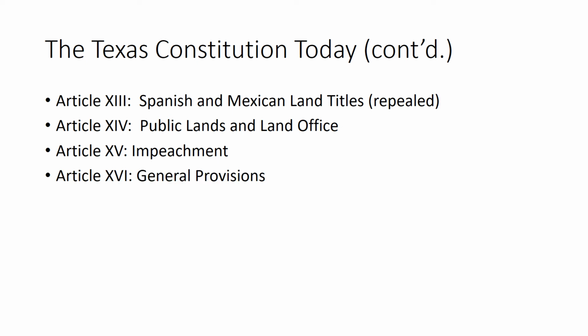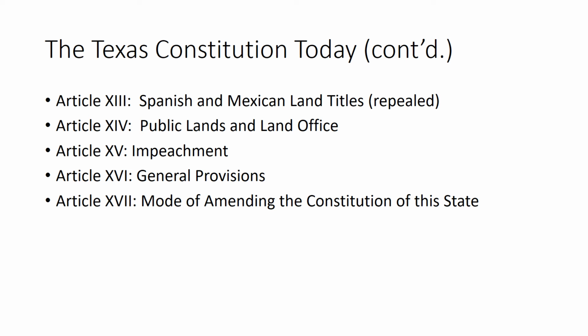Article 16 happens to be a general catch-all article. This article is charged with grappling with issues from oaths to community properties to stock laws to banking corporations and more. So if something does not fall into any of the other articles, this is where it lands, which is under general provisions.